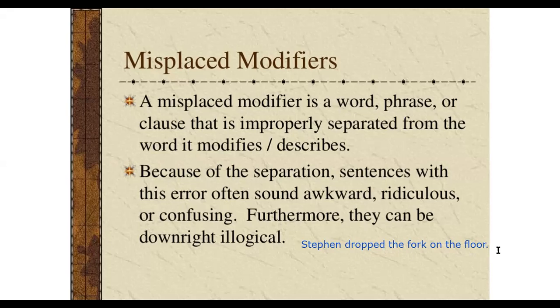I mean, the fork on the floor: this comes after the noun. So I'm describing that he dropped the fork. Where did he drop it? On the floor. So usually the modifier comes after the word that it is describing. If it is describing a noun, then I will call it an adjective modifier. If it's describing a verb, then I will call it an adverb modifier.